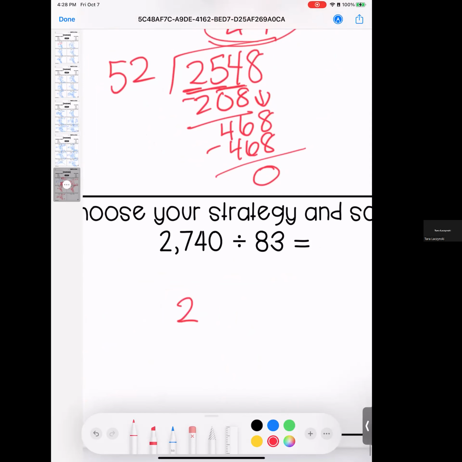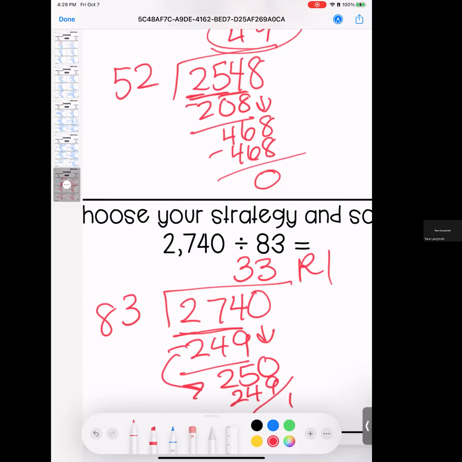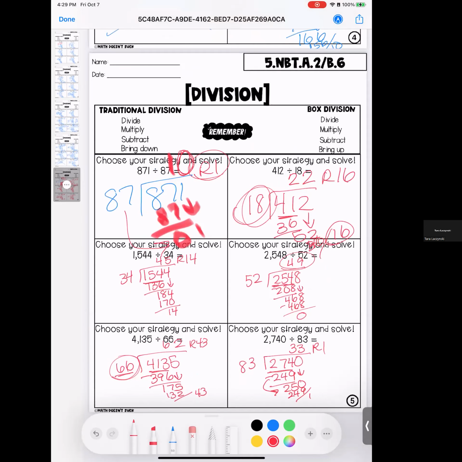Last one, 2,740 divided by 83. Getting in as close as I can with 83 to 274. The closest that I can get is 3 times, which is 249. When I subtract that from 274, I'm left with 25. I bring down my 0. Notice how close these are. I'm going to go for another 3 times, which is going to leave me with 1. 33, remainder of 1. That brings us to the end of our 5th page.